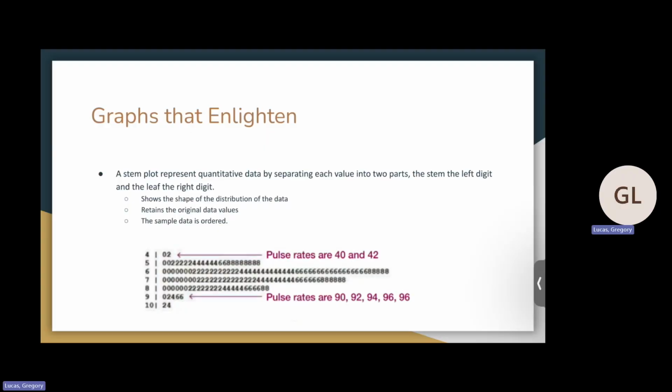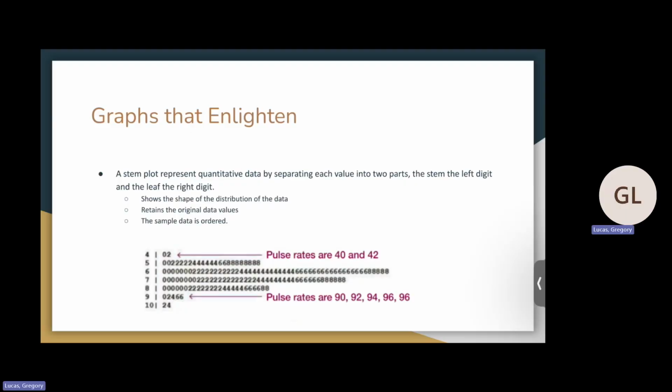So I can read off the values from this table. 40 and 42 would be those first two values. And then I highlighted pulse rates of 90, 92, 94, 96, and 96. So if there's a repeating value, as we can see, 64 and 66 repeat a lot, we can see that this is probably normal. We have low frequencies around the 4 and 5 stems, and 9 and 10. So at the beginning and end, we have low frequencies. In the middle, we have high frequencies. So it's easy to see the distribution of the data.